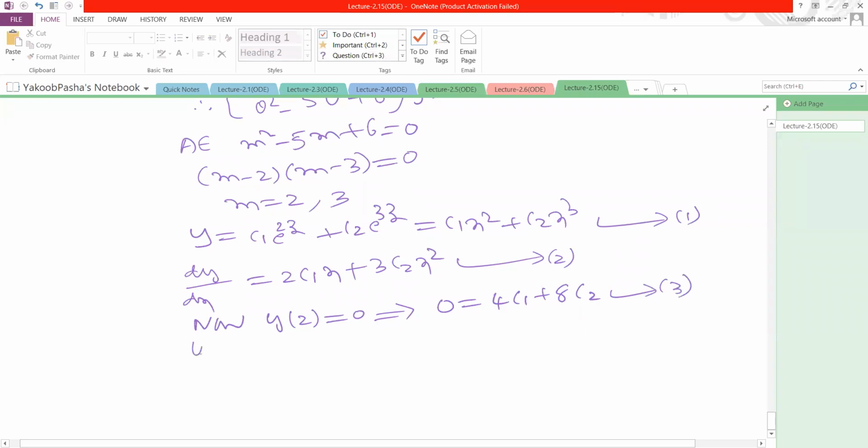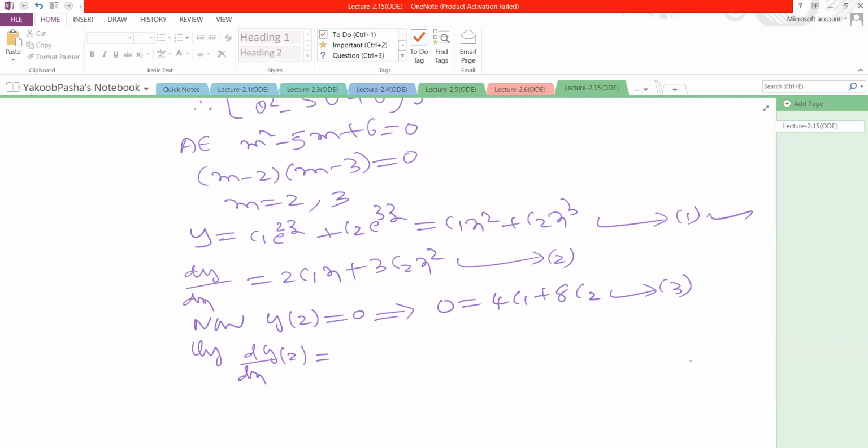And apply the second boundary condition, d by dx of y of 2. Sir, 12c2, I think? No, I substituted in equation 1, it is 8c2. Since x equal to 2, x square is 2 square, I substituted in equation 1 first. Okay? Then apply this condition.